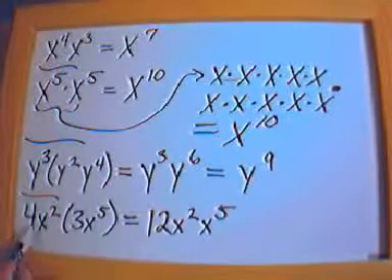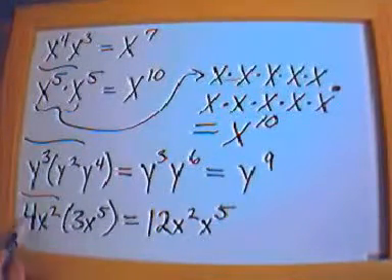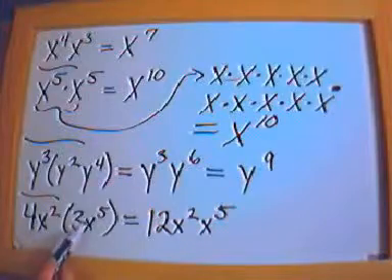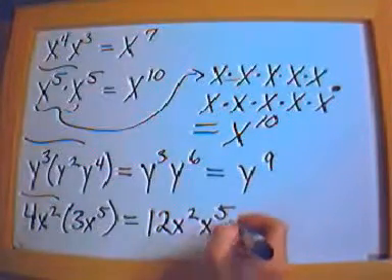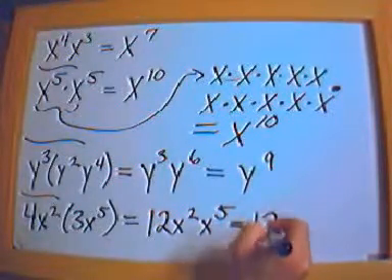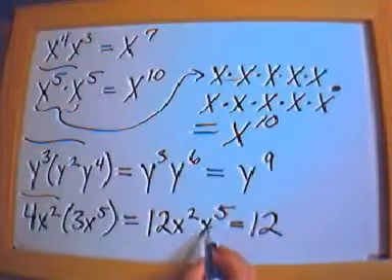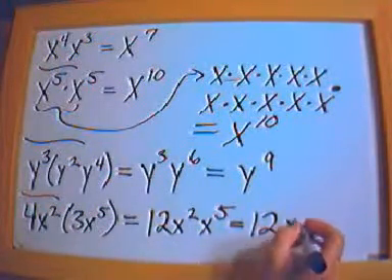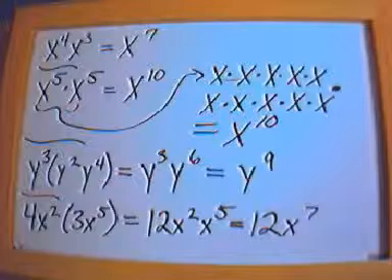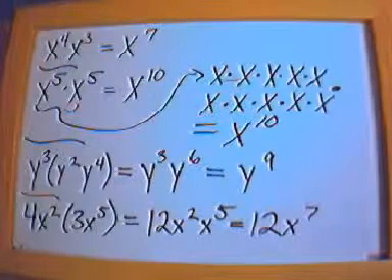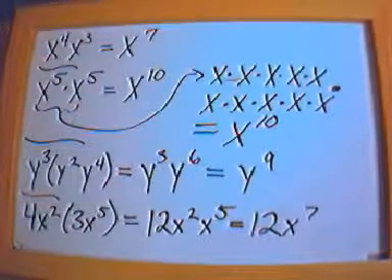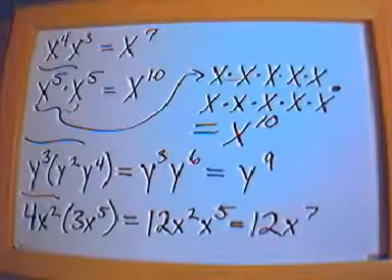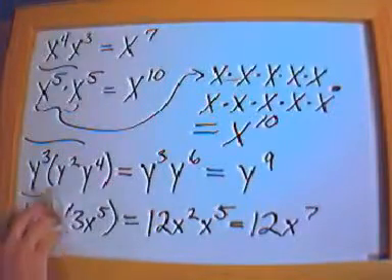All we've done is multiply this times this. 3 times 4 is 12, and we didn't touch the x squared, and we didn't touch the x to the fifth. Okay? Let me carry my 12 over. The base is the same here, and 2 plus 5 is 7, so I have x to the 7. And that's the answer, 12x to the 7. So the only real multiplication that I actually had to do was on the outside here.